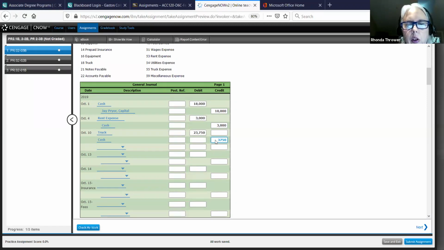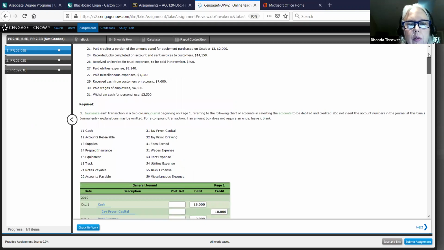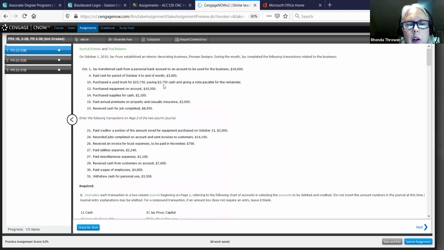Notice this transaction is not balanced. Our total debits do not equal our total credits. So we have yet another credit that we're going to have to put down to make it balance out. And so what we're looking at here is we paid down $37.50 out of the $23,000 total purchase price. If you subtract $37.50 from $23,750, it will leave you with $20,000.